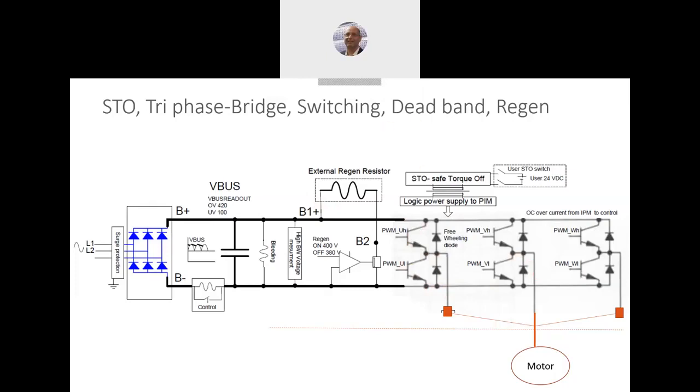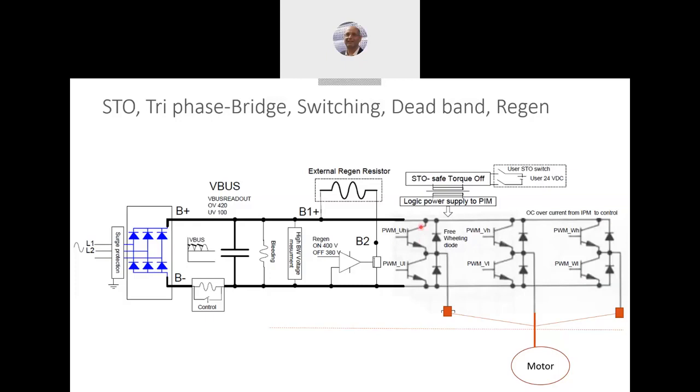Another important issue is the deadband. Usually, from physical features, it takes more time to open a switch than to close a switch. Now, if these two switches are closed, you have a shortcut between the B plus and the B minus. So usually before you close a switch, you give a deadband for the switch to open. In the old days, we used to do it with an FPGA, and today everything is programmable by the DSP that controls the power stage.